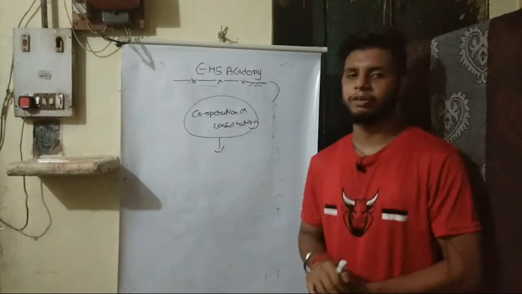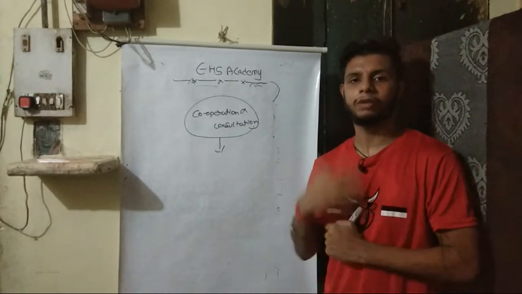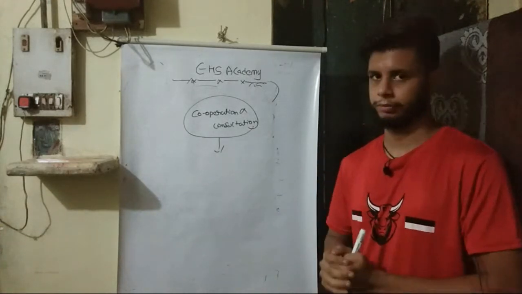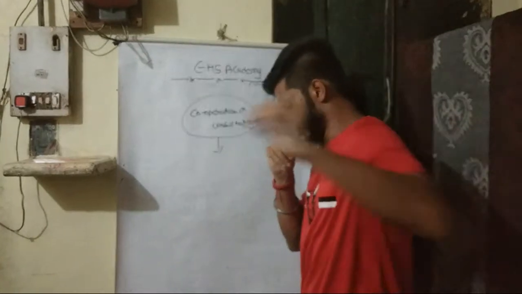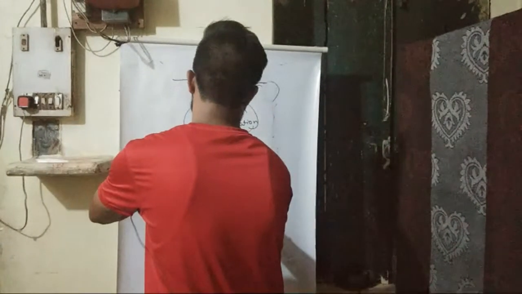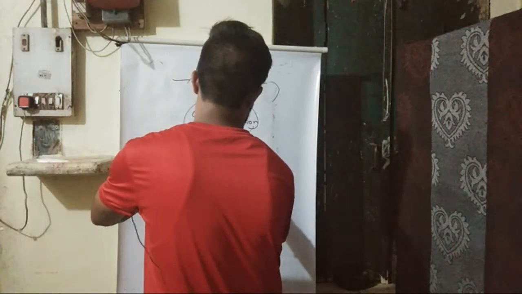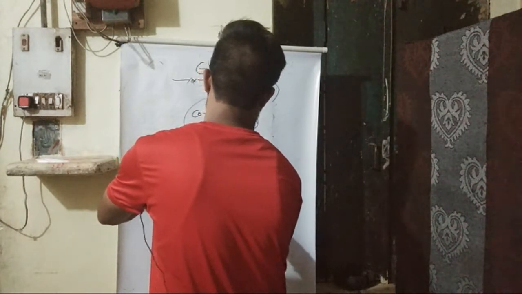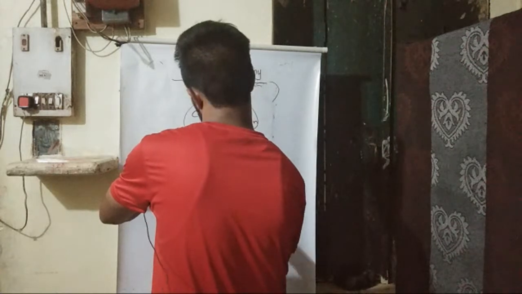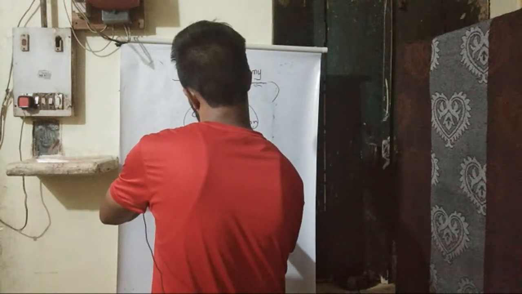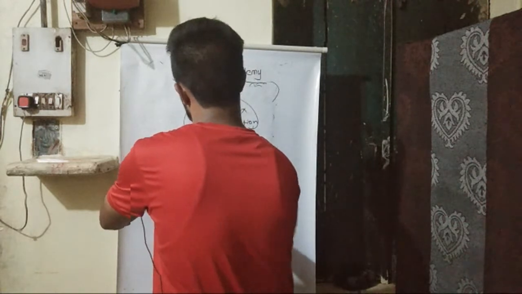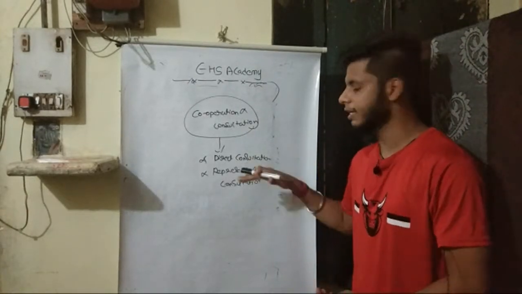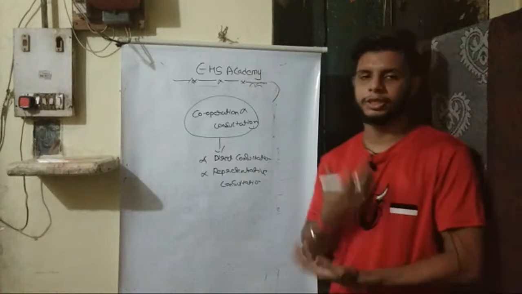Guys, I've already told you two times what is the meaning of informing and what is the meaning of consultation. Now we will go to the types of consultation. What are the types of consultation? See here, we have written that two types of consultation are there: direct consultation as well as representative consultation. So what is the meaning of direct consultation and representative consultation?